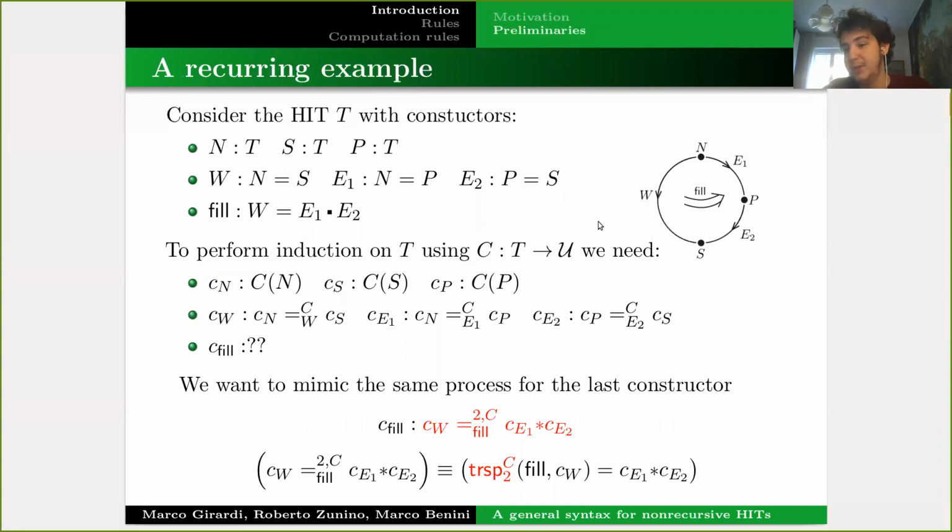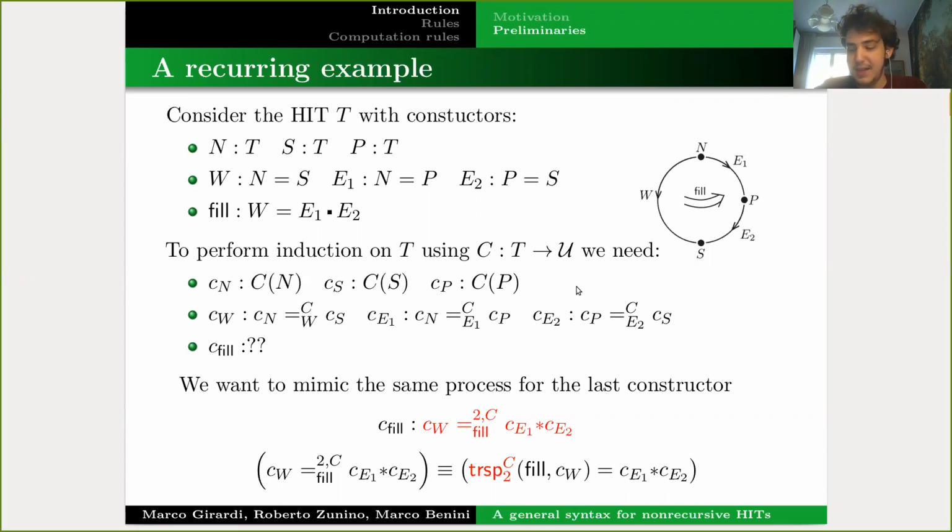Consider now this example that we'll keep in mind throughout the talk to get an idea of what we are doing. Here we have 3 point constructors, N, S, and P, 3 paths, W here on the west, and 2 paths on the east here, and a level 2 constructor that is basically a surface connecting W to E1 concatenated E2. If we want to perform induction on this type using a type family C, we would need basically an induction method for the level 0 constructor, which we know as usual where we have to look for those.